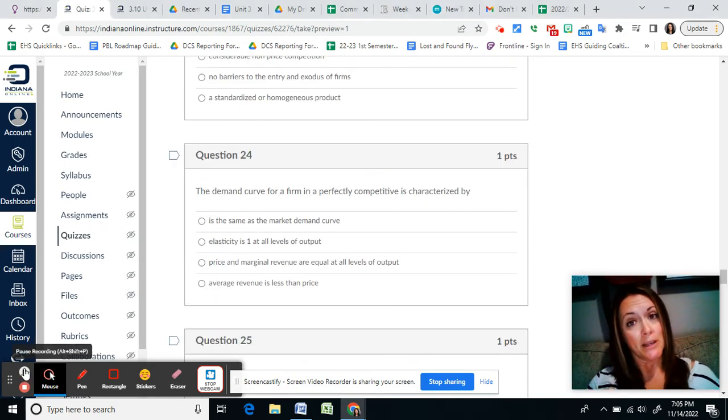Okay, sorry about that. The other one you missed, can't read my own handwriting apparently, was question 24. The demand curve for a firm in a perfectly competitive market, it's worded poorly. Demand curve for a firm that is perfectly competitive is characterized by, you answered elasticity is one at all levels of output. That would indicate that it is unit elastic. But remember, in the perfectly competitive market, the demand curve is going to be just a horizontal line. It's perfectly elastic, not elasticity equals one. So the key thing here is that because you've got that perfect elasticity, my demand curve looks like this. My price and my marginal revenue are related. So take a look back at that and see if you can figure that one out.